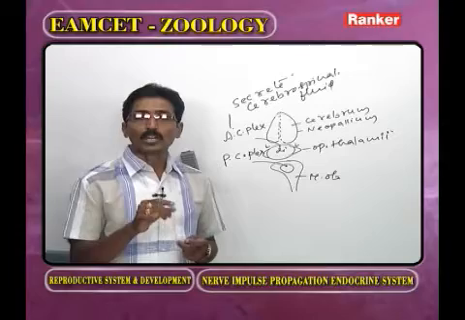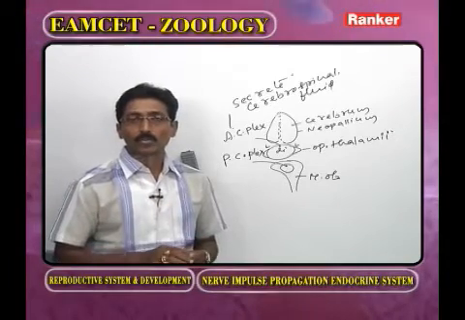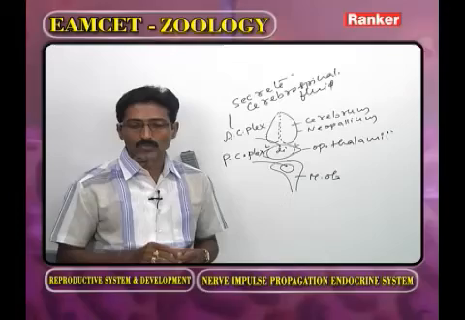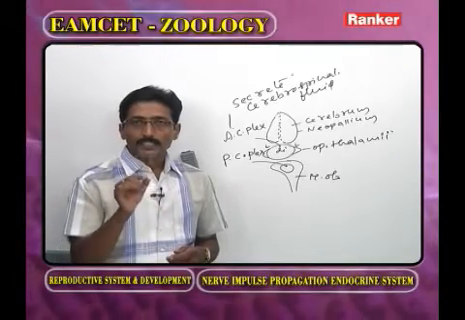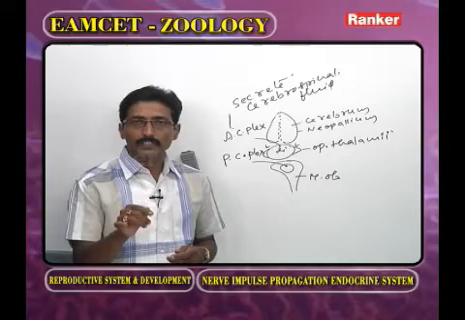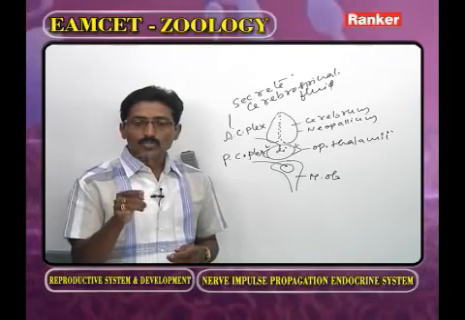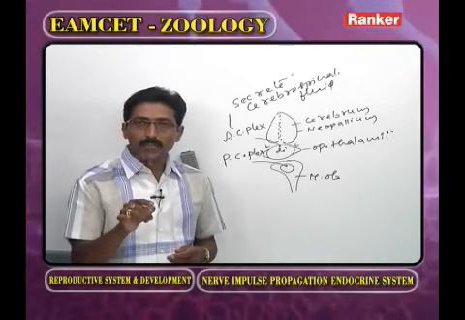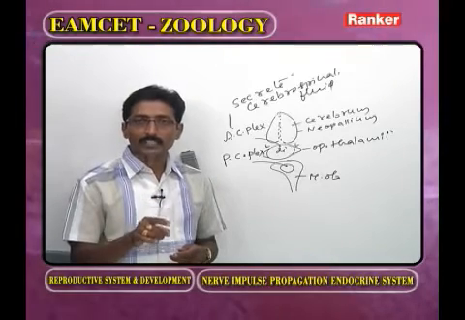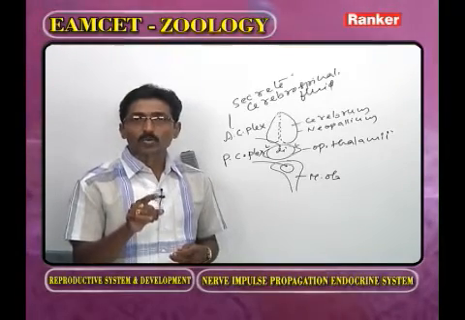Third, trochlear. What is the other name of trochlear? Pathetic. That is the 4th pair of cranial nerves. The 4th pair is supplied to the superior oblique eyeball muscles. Depending upon the function, the 4th one is motor.